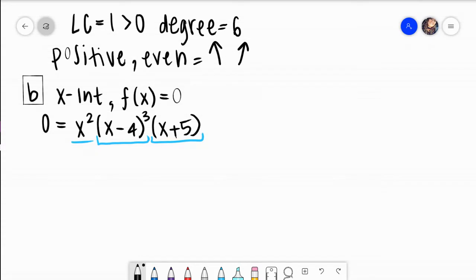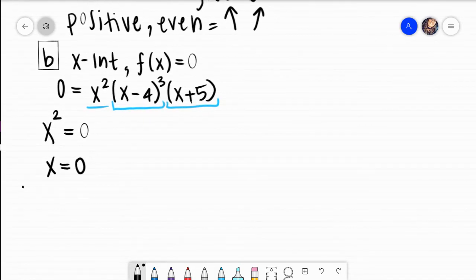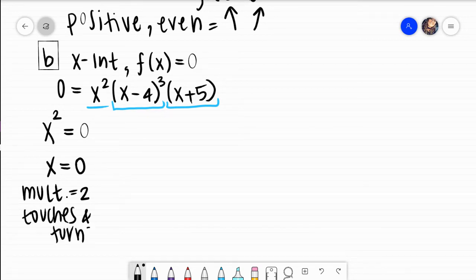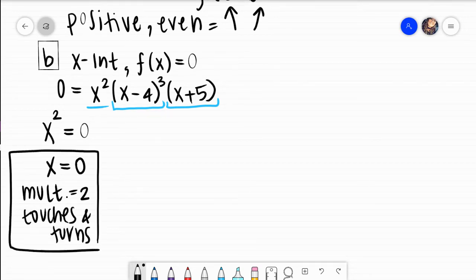So what we end up getting is you have x squared equals 0. If you use the square root property, what you end up getting is x equals 0. And if you look at the exponent on that x, it tells me that my multiplicity is 2. And this means that it touches and turns at the x-axis.